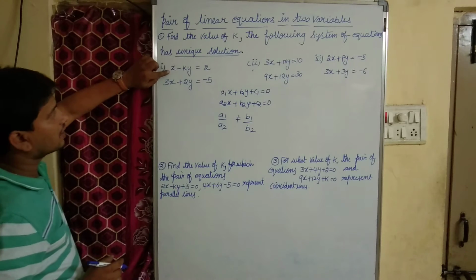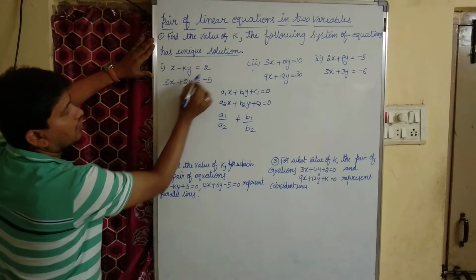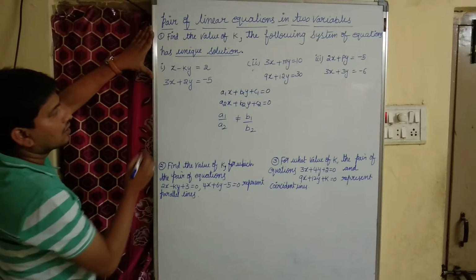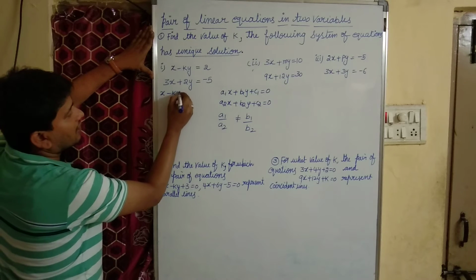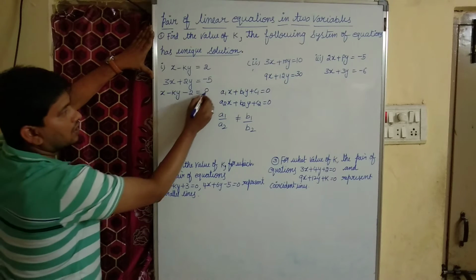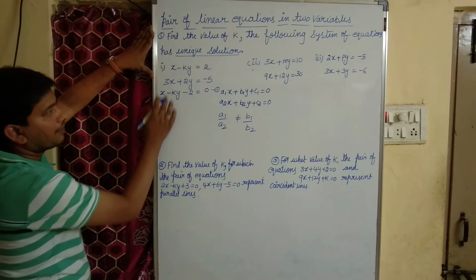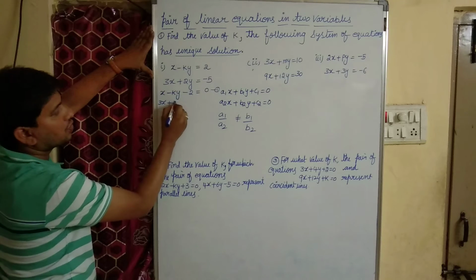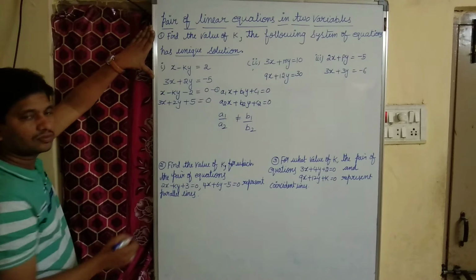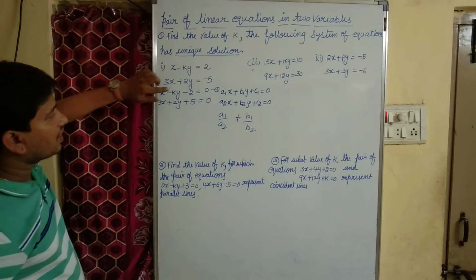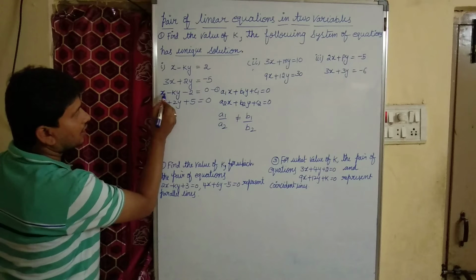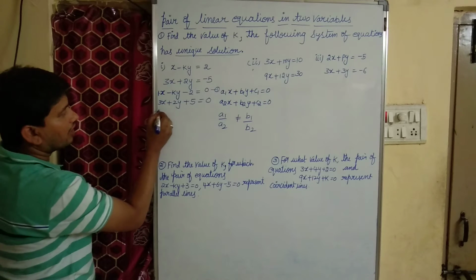So the given system of equations are x minus ky equal to 2, and the second one is 3x plus 2y equal to minus 5. I can write x minus ky minus 2 equal to 0, which is our equation number 1. Second equation, 3x plus 2y plus 5 equal to 0. Comparing with the pair of linear equations, what is the coefficient of x here? Nothing, in the sense 1. So our a1 value is 1.